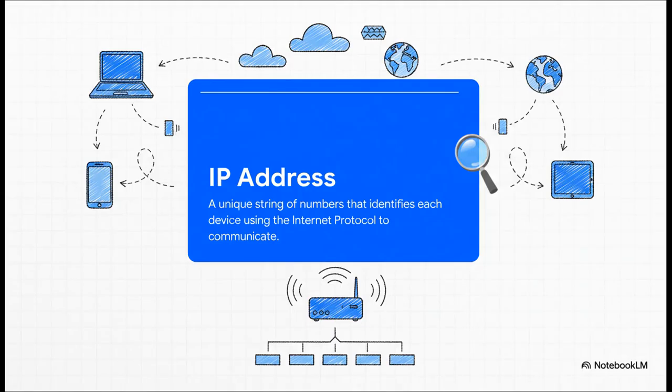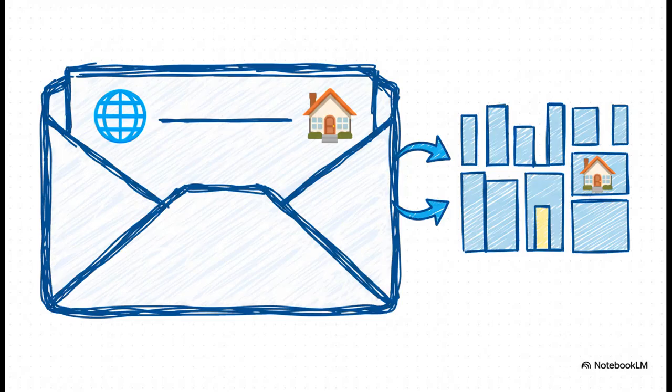Okay, so on a basic level, an IP address is just a unique string of numbers. It's what identifies a device on a network. It's kind of like the language that routers, the internet's mail carriers, actually understand. Without it, you've got no communication. Simple as that. But here's where it gets really clever.